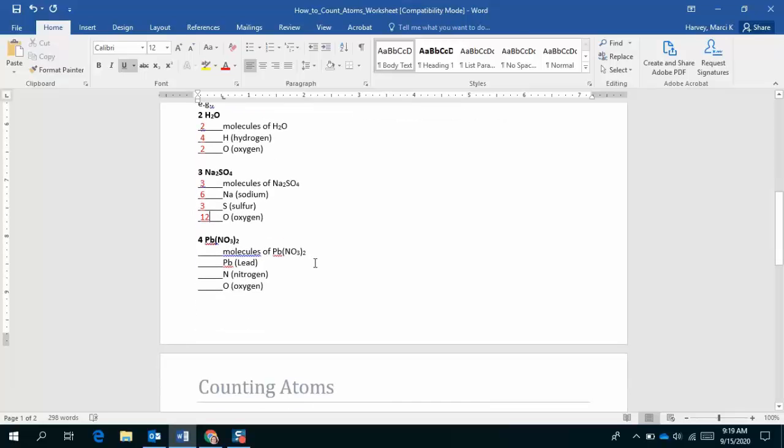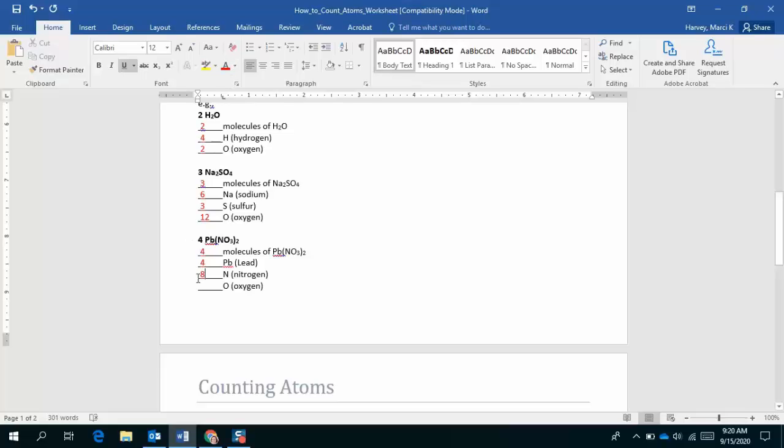And finally, I have 4 molecules of Pb(NO3)2. That coefficient of 4 is going to affect this entire molecule. There's only 1 lead in the formula, but I have a coefficient of 4, so I have 4 lead atoms. There's 1 nitrogen inside the parentheses. I'm going to multiply by the subscript 2 outside the parentheses, and then I'm also going to multiply by the 4 coefficient in front, giving me a total of 8 nitrogen atoms.